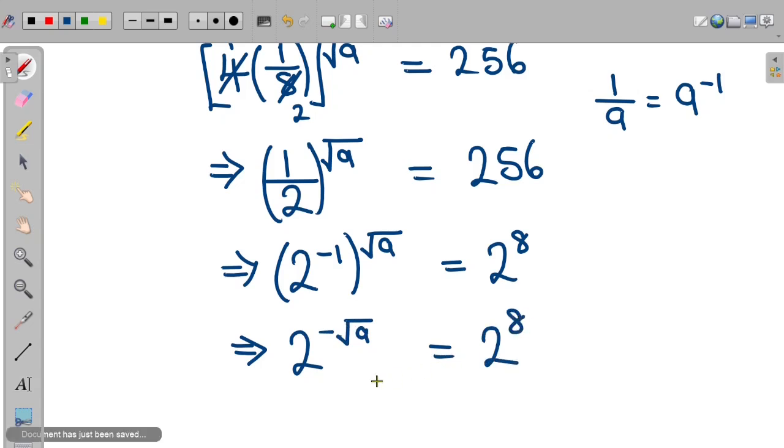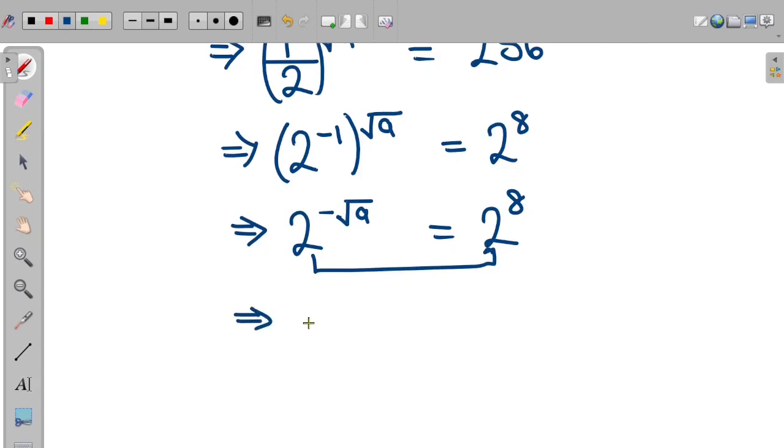Now, their bases are the same. We can equate their indices. So we have that negative root a is equal to 8. Now in the question, we are asked to find a, not negative root a. So we have to take the square of both sides to eliminate the radical sign.